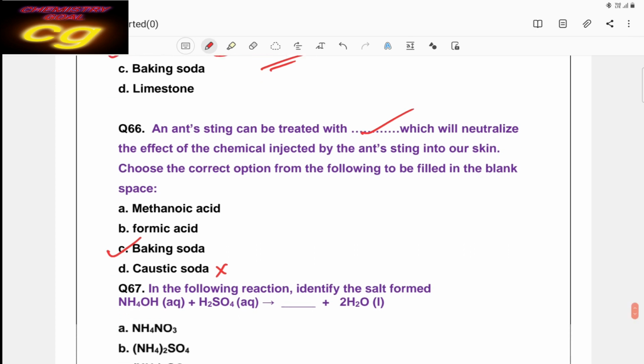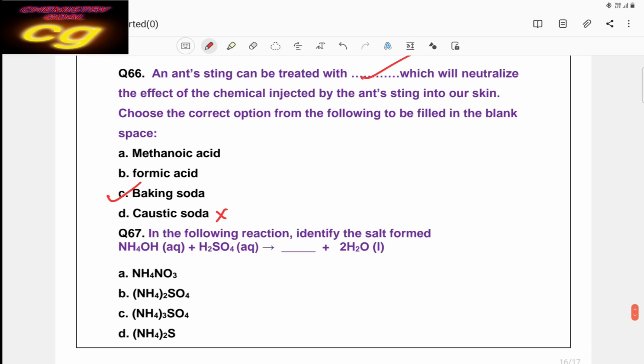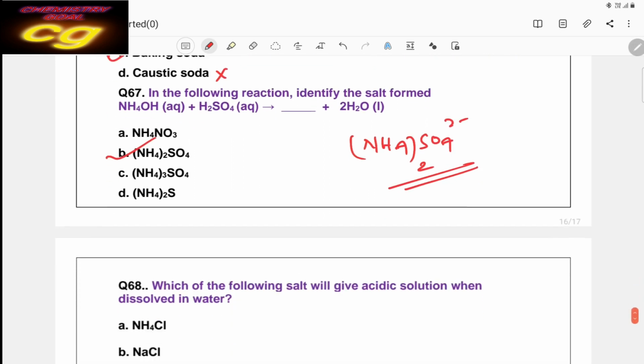In the following reaction, identify the salt formed. Ammonium hydroxide reacts with sulfuric acid, and the salt formed is ammonium sulfate. Sulfate has valency 2, because sulfate carries a 2 minus charge, so the formula will be (NH4)2SO4. The answer is B. So this is the correct answer.